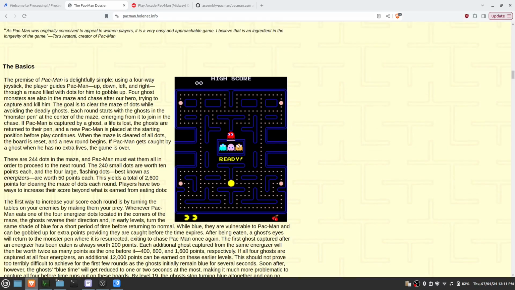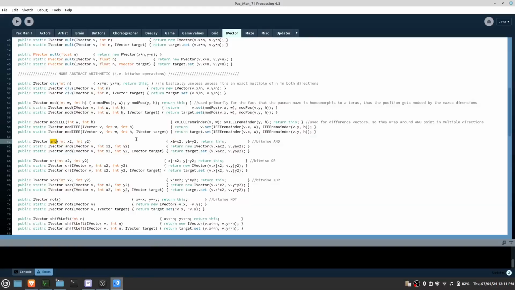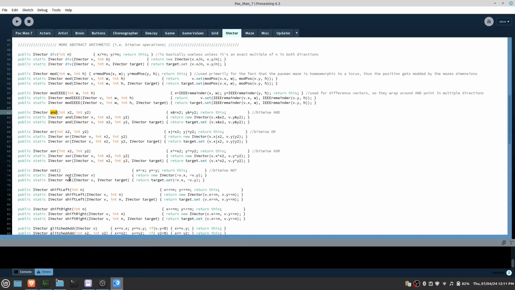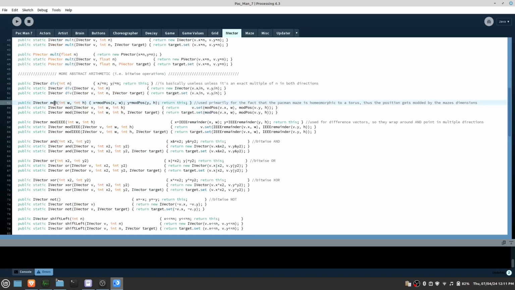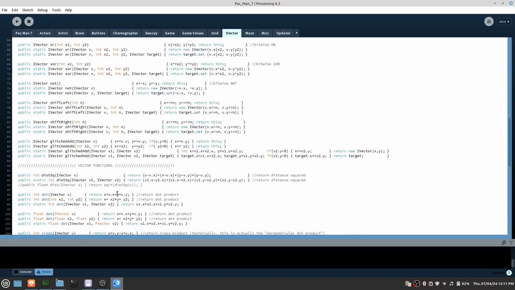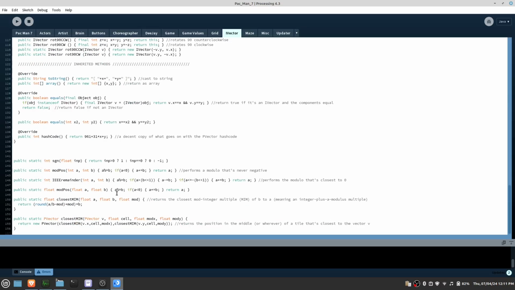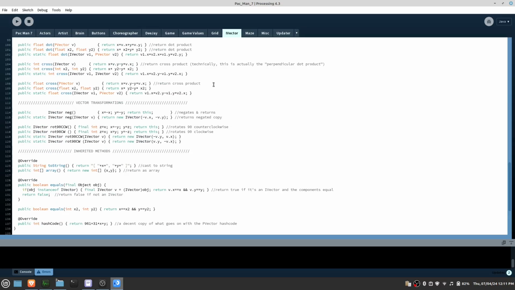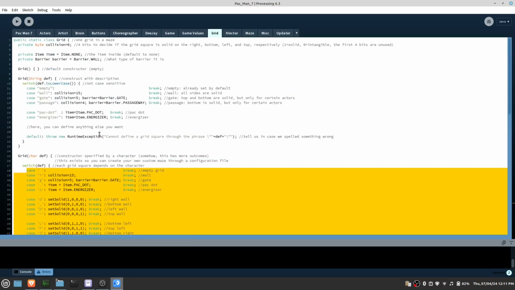So yeah, I made sure to the best of my abilities to make it reusable and so that it could be easily modified. And that's why we have these mod functions. But yeah, after that comes the grid.